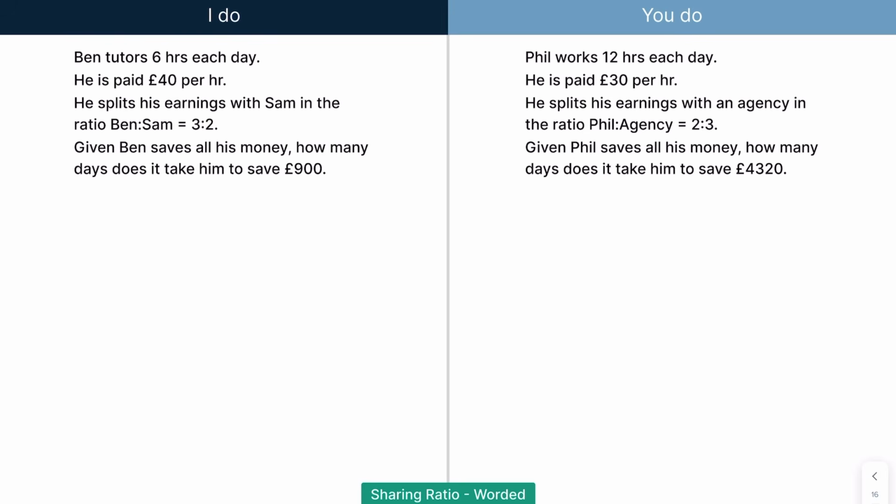So here, we've been told that Ben tutors 6 hours each day. He's paid £40 per hour. He splits his earnings in the ratio of 3 to 2. He saved all his money. How many days does it take him to save £900?